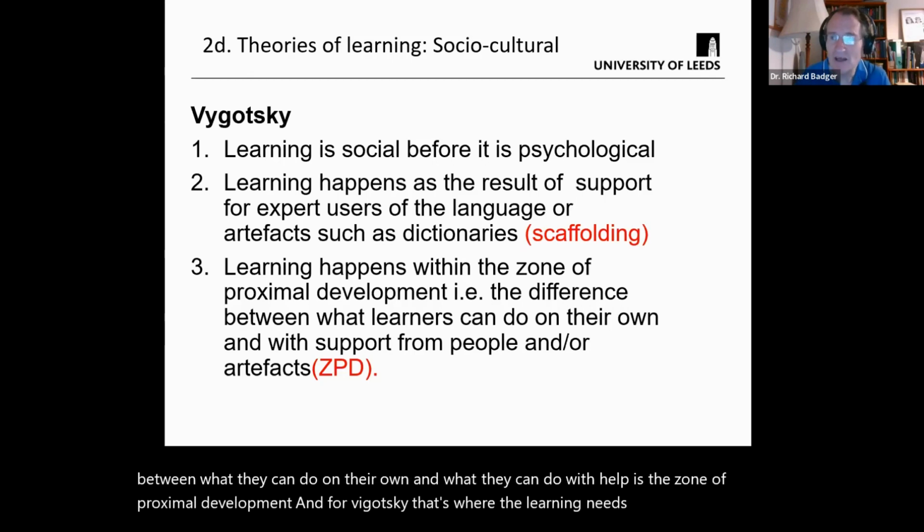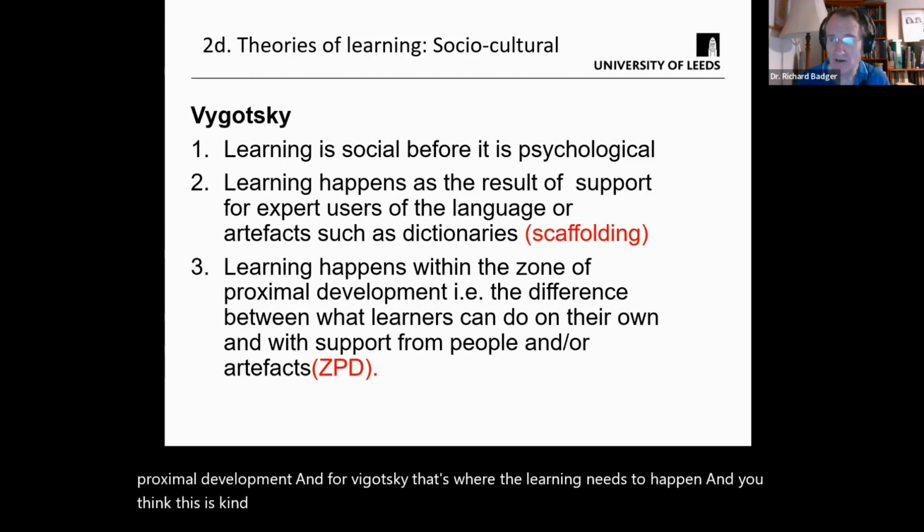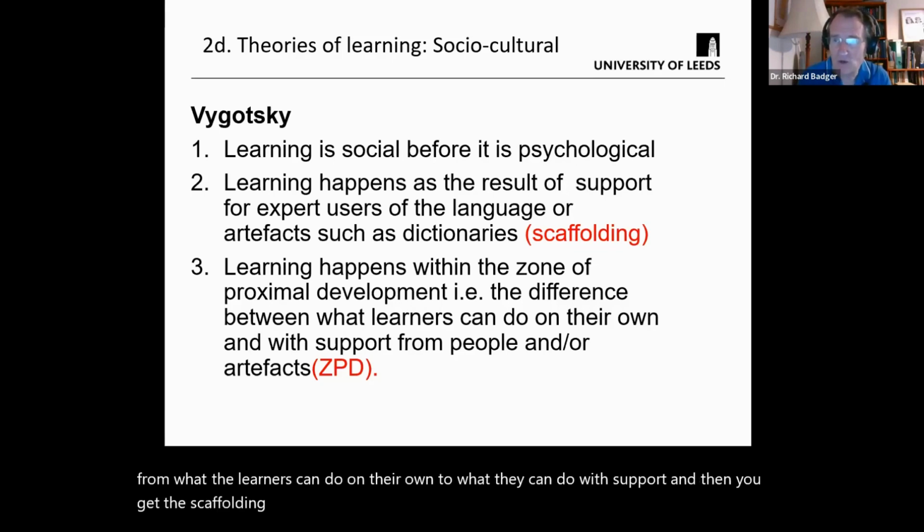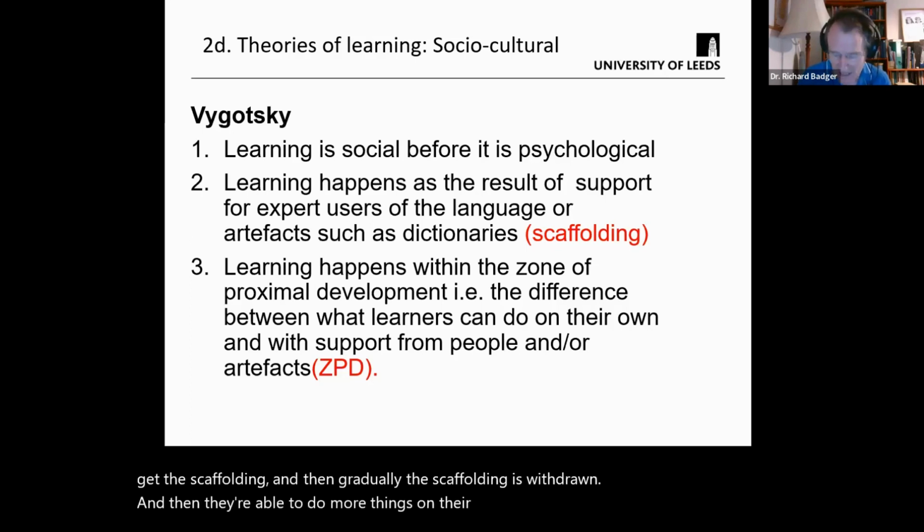And you think that this is kind of logically built into his system. But you can see with Vygotsky, you move from what the learners can do on their own to what they can do with support. And then you get the scaffolding, and then gradually the scaffolding is withdrawn, and then they're able to do more things on their own. So learning is happening in that sort of way.